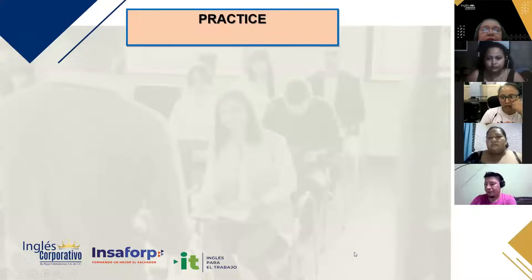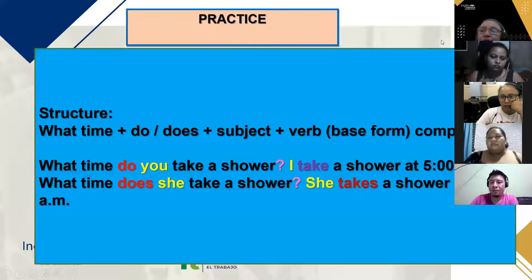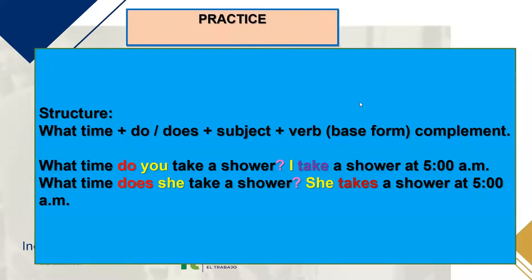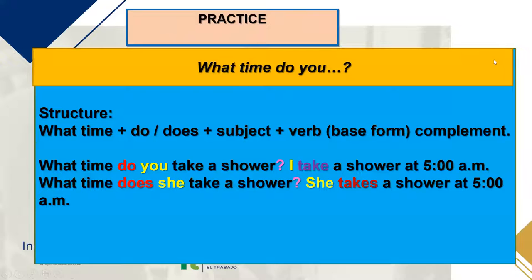So here we continue. This is what you were working with, okay? And now look at this, the structure. Here we have the structure for what time do you. The structure goes like this: what time do or does, plus the subject, the verb in the base form, el verbo en su forma base, and the complement. For example, what time do you take a shower? I take a shower at 5 a.m.